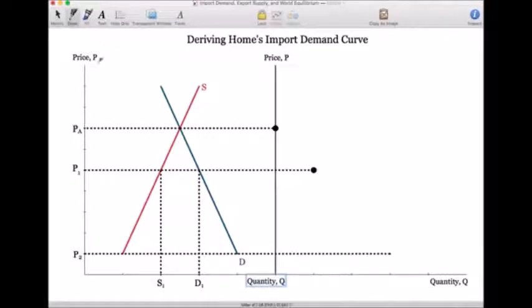So at P2, what do we end up seeing? We see that consumers are demanding this quantity right there. So we can label that D2. Again, change the font. And we also have S2.